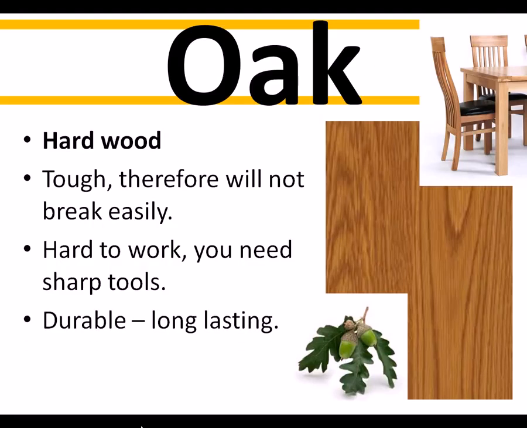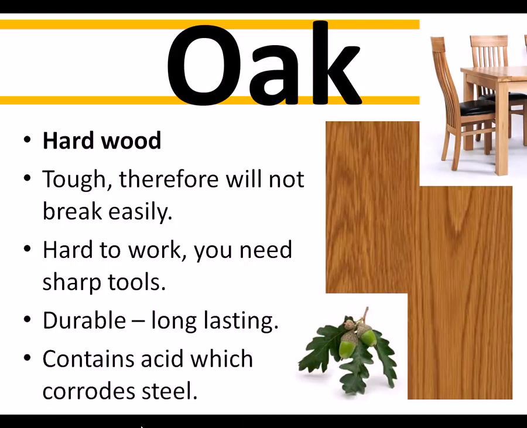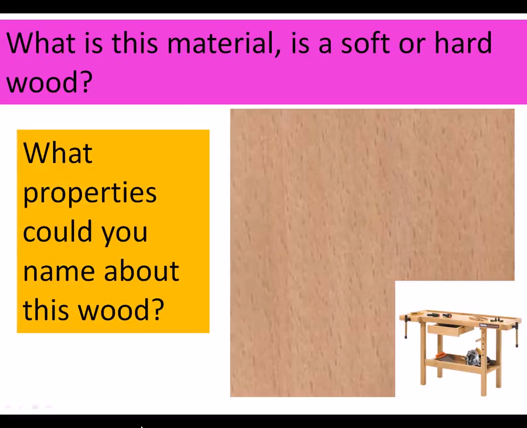It's durable and long-lasting. Furniture made outside, made of oak, will last a long time. If it's treated, it will last almost indefinitely. But it does contain acid which corrodes steel, so brass screws are best used in it.